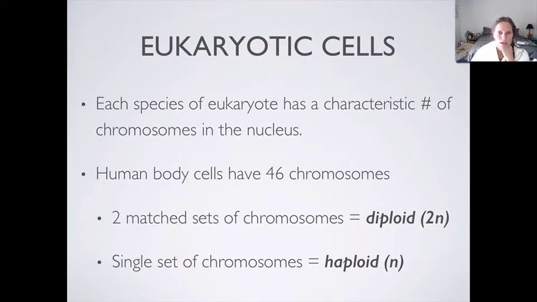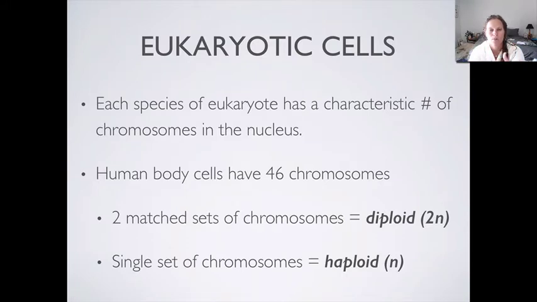Again, in these eukaryotic cells, each species of eukaryote has a characteristic number of chromosomes in the nucleus. In humans, human body cells have 46 chromosomes. So essentially we inherit genetic information from our mothers and from our fathers, and then we get a set of chromosomes, right? When you have two matched sets, for example, in the human body cell, we have 23 pairs of chromosomes.